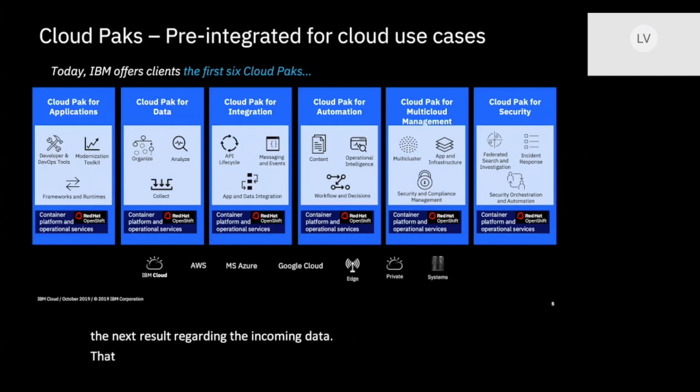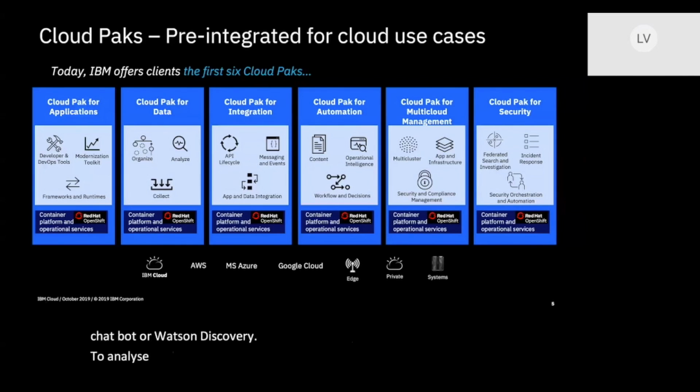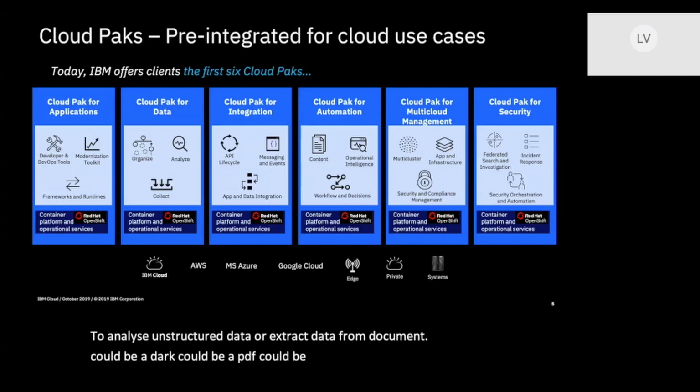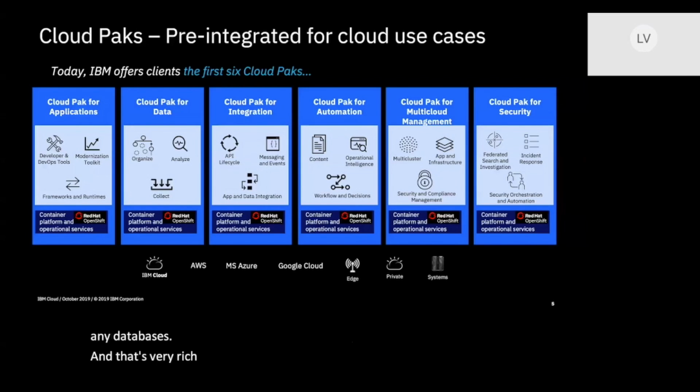Cloud Pak, and on top of this Cloud Pak, you can instantiate several AI solutions or applications. I mean, artificial intelligence applications, such as Watson Assistant. That's the solution to build your chatbot, or Watson Discovery to analyze unstructured data or extract data from documents. Could be a doc, could be a PDF, could be HTML, or maybe web pages or any databases. And that's very rich, and that enables you to analyze this in an efficient way.